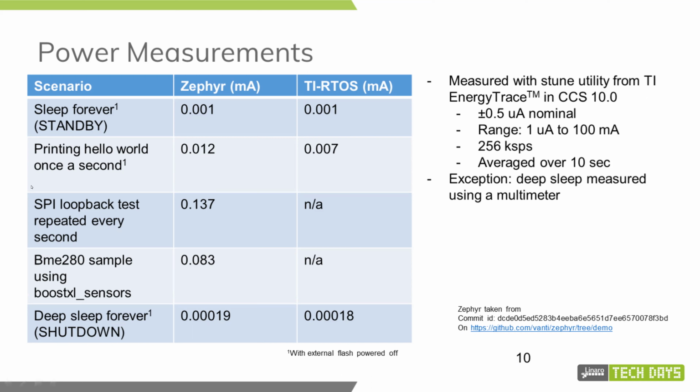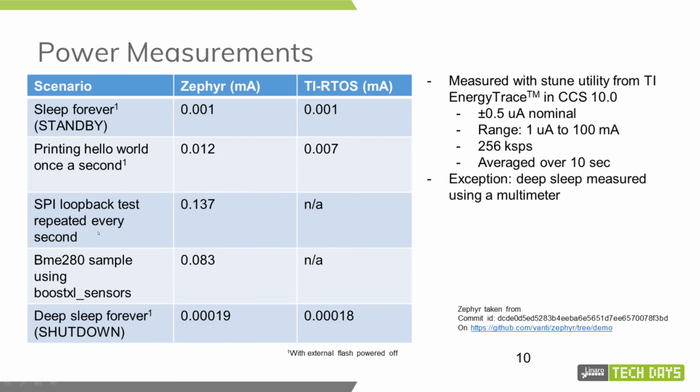And then I tried to run Hello World, printing out once a second and going to standby in between. Under Zephyr, that came out to about 12 microamps. That's slightly higher than TI RTOS, but that's to be expected because ultimately we're using 2 different UART drivers here. The UART driver in Zephyr is not as efficient currently. I believe it uses polling and it doesn't make use of any buffering in the UART peripheral. So that's some indication of some optimization that could be done there.